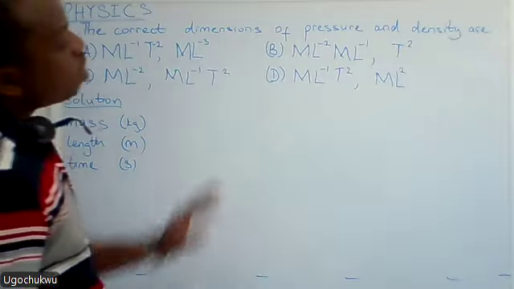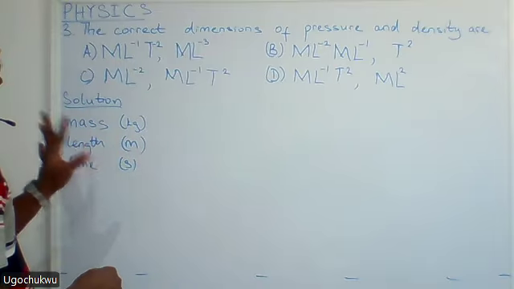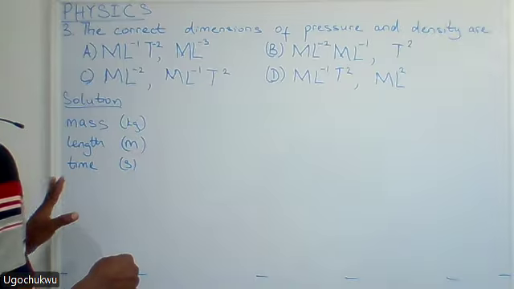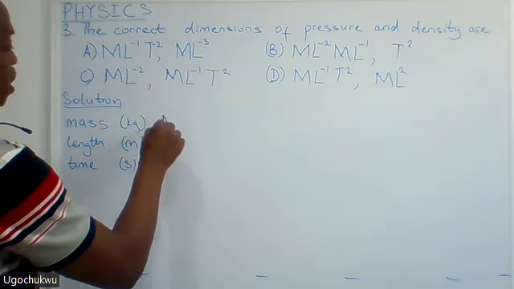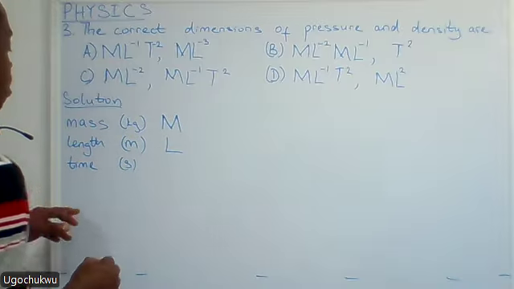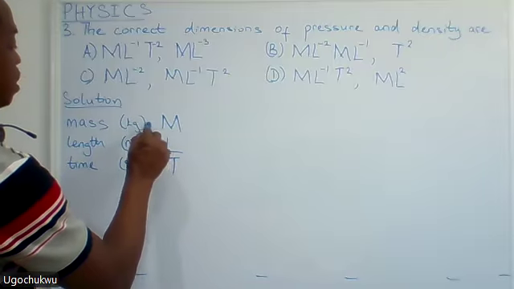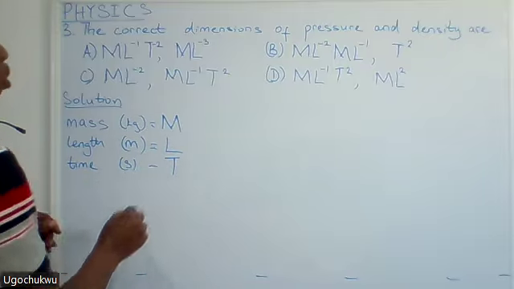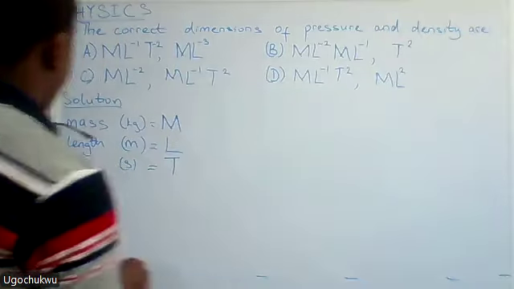Now, dimensions is a way of representing these units with special letters. And the dimension for mass is capital letter M. Dimension for length is capital letter L. And dimensional representation for time is capital letter T. So, our question, the correct dimensions of pressure and density are.